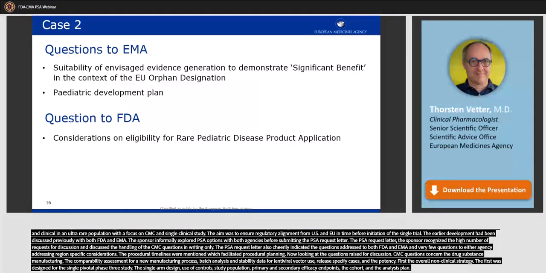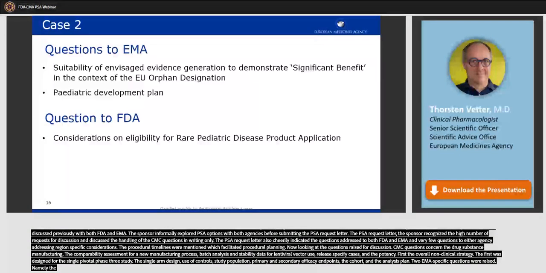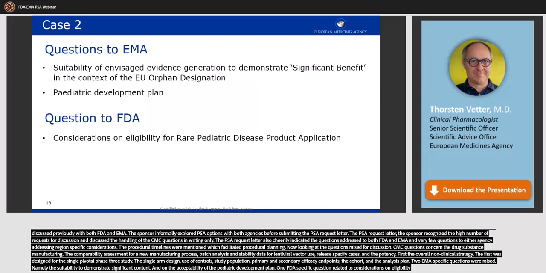2 EMA-specific questions were raised, namely the suitability of the envisaged evidence generation to demonstrate significant benefit in the context of the EU orphan regulation, and on the acceptability of the envisaged pediatric development plan. One FDA-specific question related to considerations on eligibility for rare pediatric disease product application.